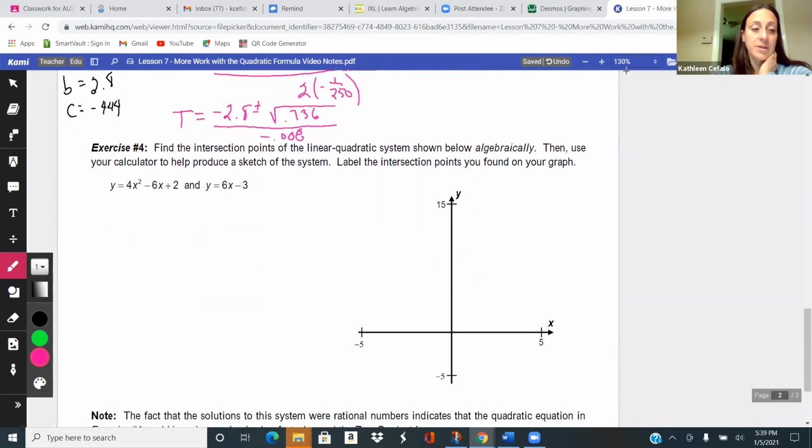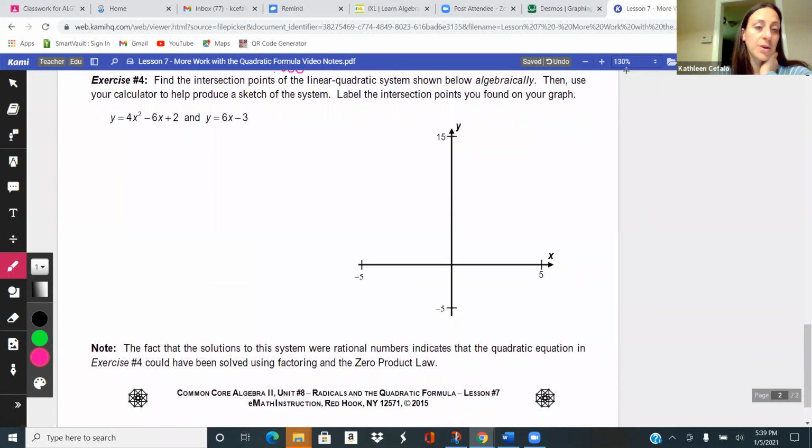Now we have one more here. We're going to find the intersection points of the linear quadratic system below algebraically, meaning a line and a parabola. And then it says we're going to use our calculator to produce a sketch of the system, and label the intersection points that we found.